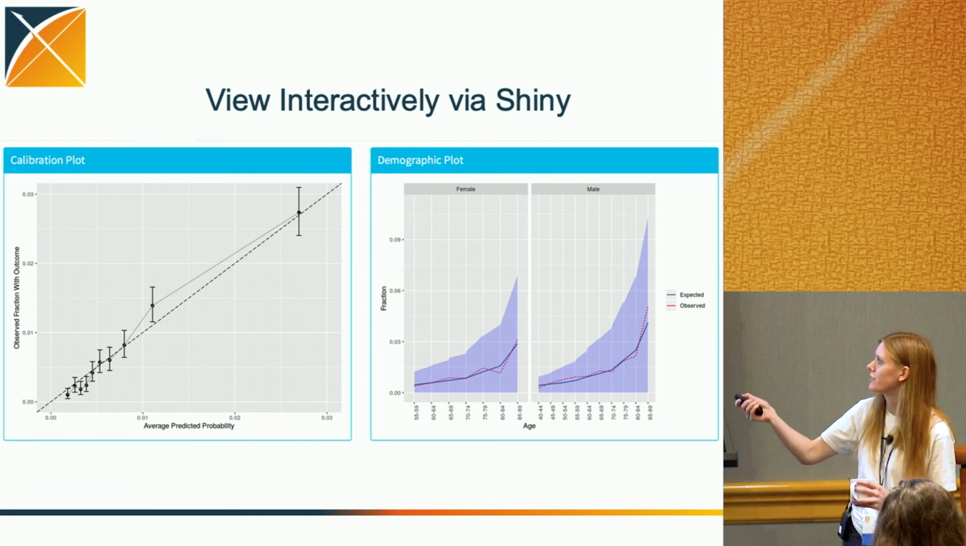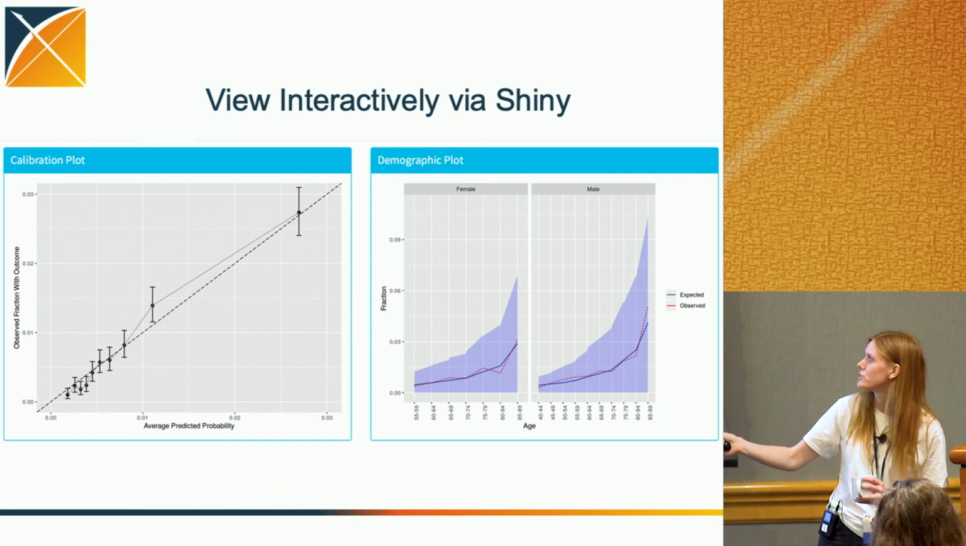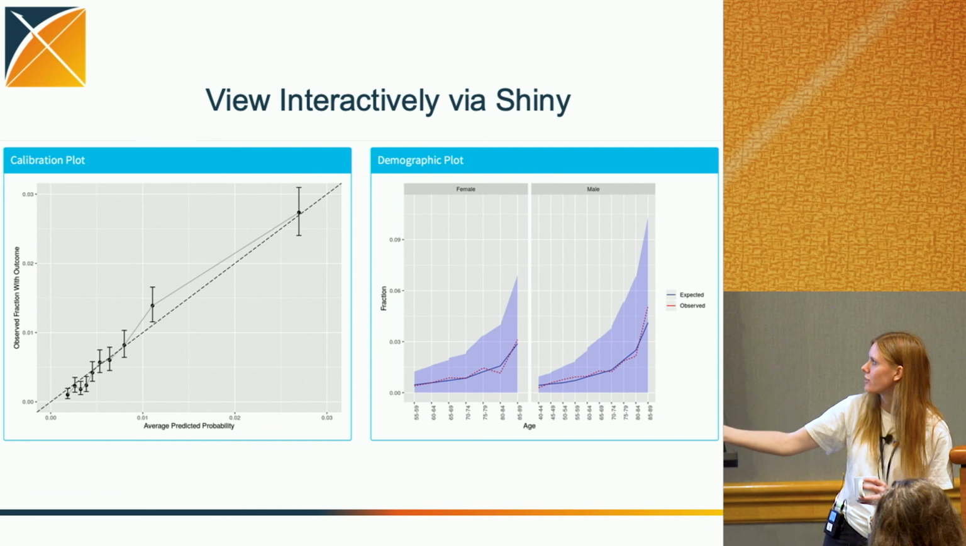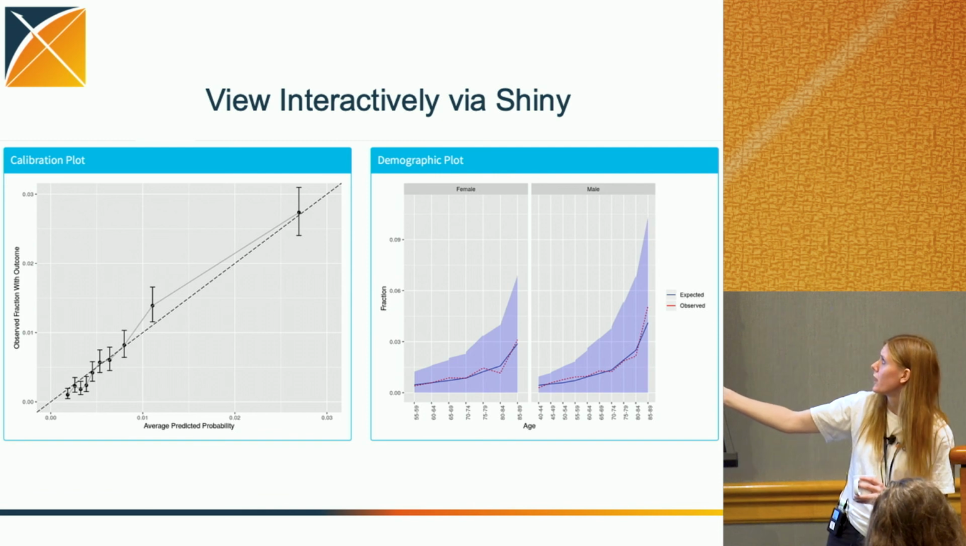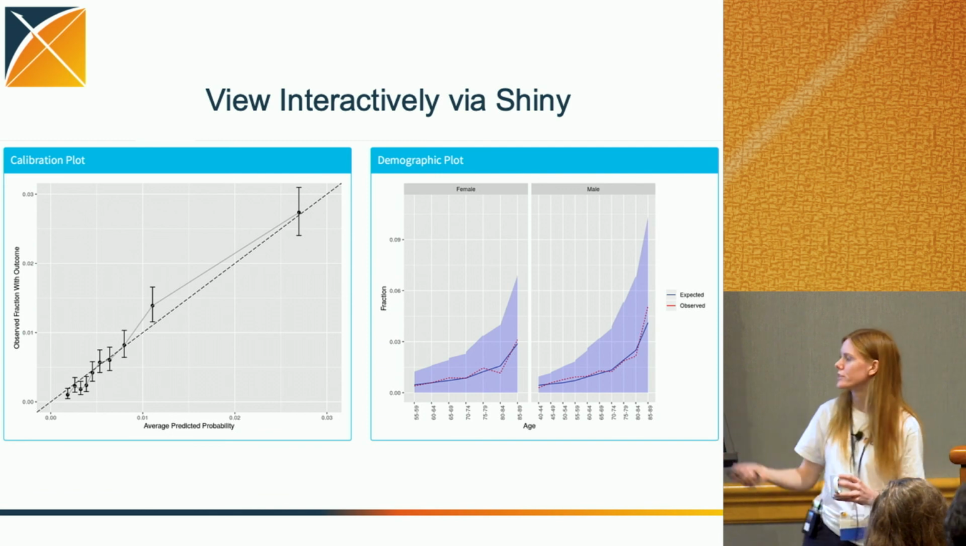And then we have the demographic plot, which is the same as the calibration, but per age and gender group. So you can see here whether the model is predicting correctly for the different age and gender groups. In this case, our expected, which is the prediction from the model, and the observed, which is the ground truth, tend to be the same. So we're doing pretty well for each age and gender group. We're predicting their risk pretty well.